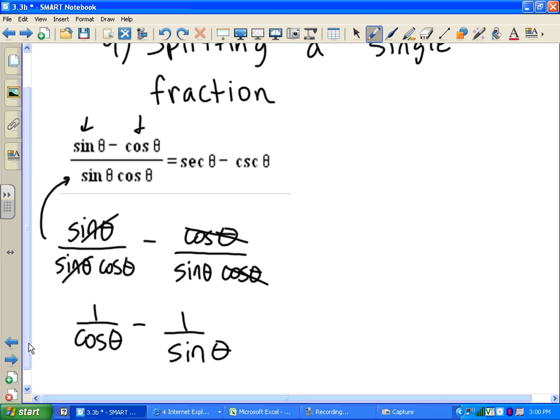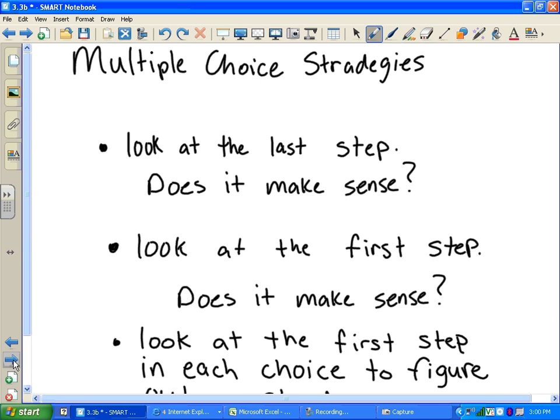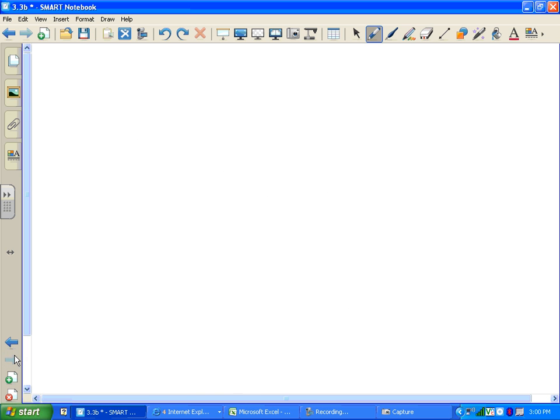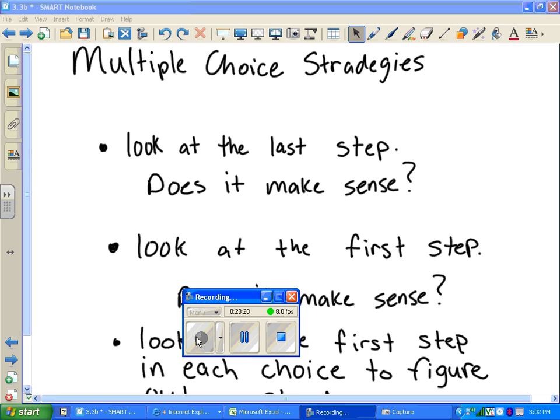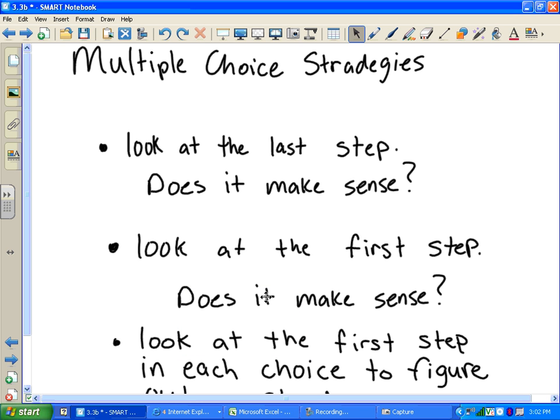Now, let's look at some multiple choice strategies here. I'm going to bring in one particular problem to show you this. Okay, so this first bullet says, look at the last step and ask yourself, does it make sense? Because if you have something that's not true, then that's not going to be one of my answers, and I can eliminate that choice.